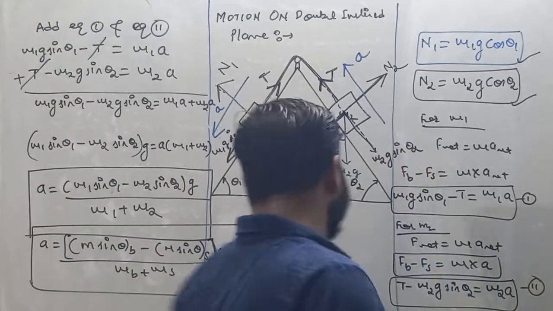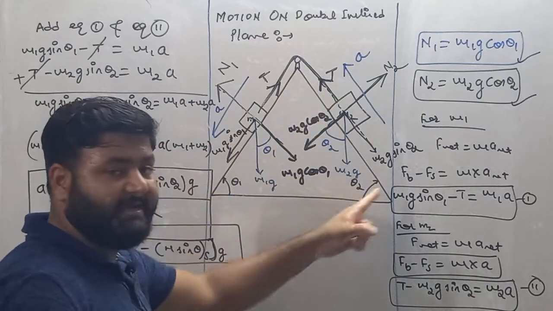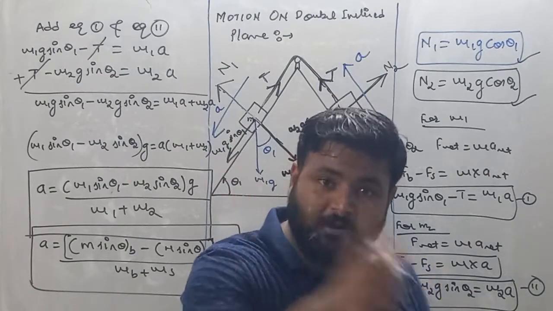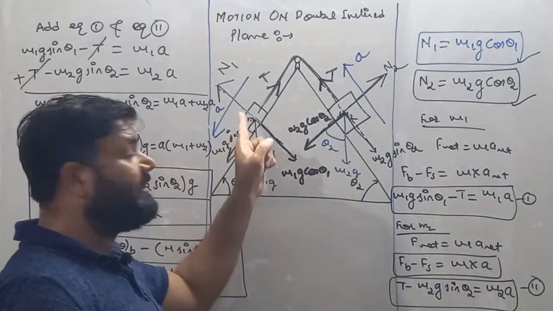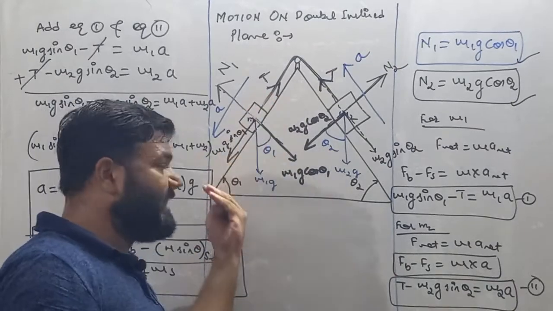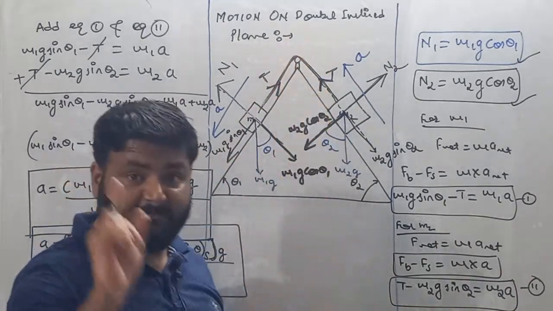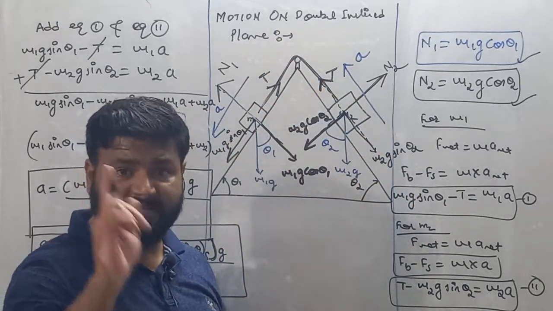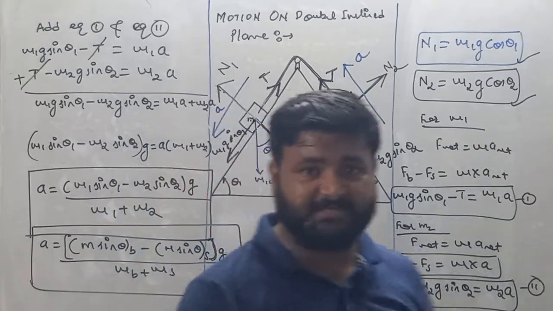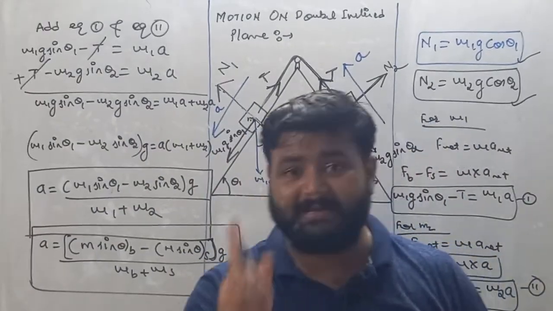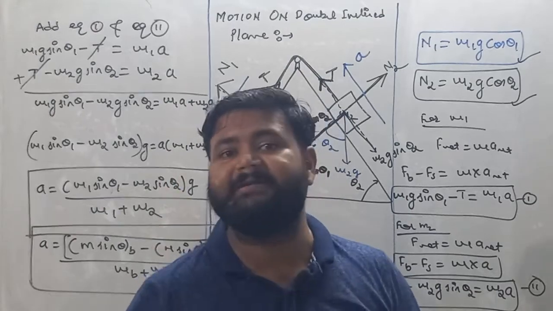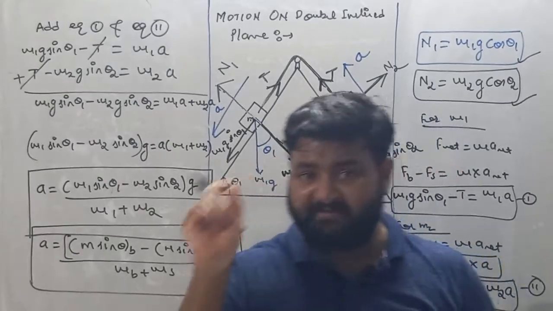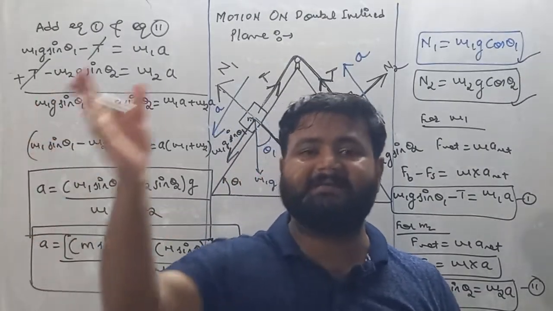I am repeating once again. If you are dealing with a double inclined plane, my dear student, then it is not mandatory that always the bigger mass, or we can say higher mass, comes down and the lower mass comes up. Sometimes the lower mass also goes down and the higher mass comes up. In a double inclined plane, it is not mandatory that the heavier body always comes down and the lighter body goes up.